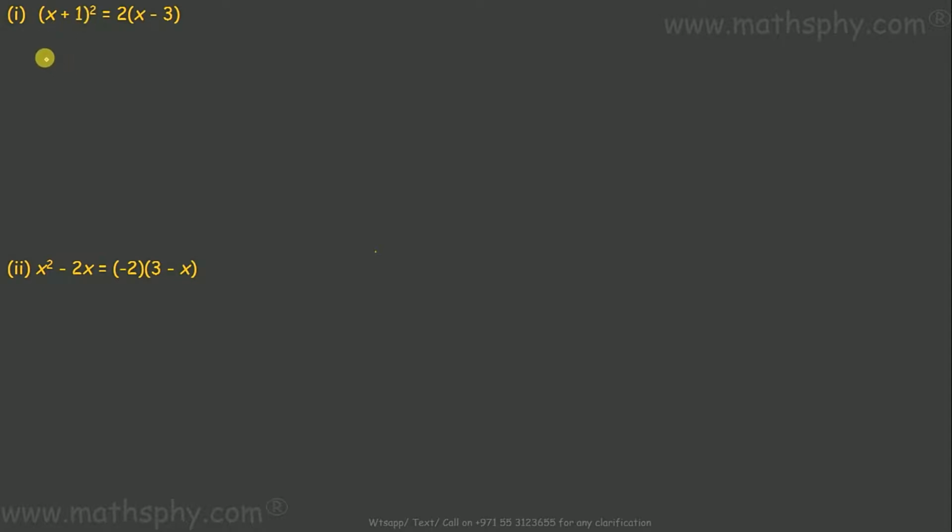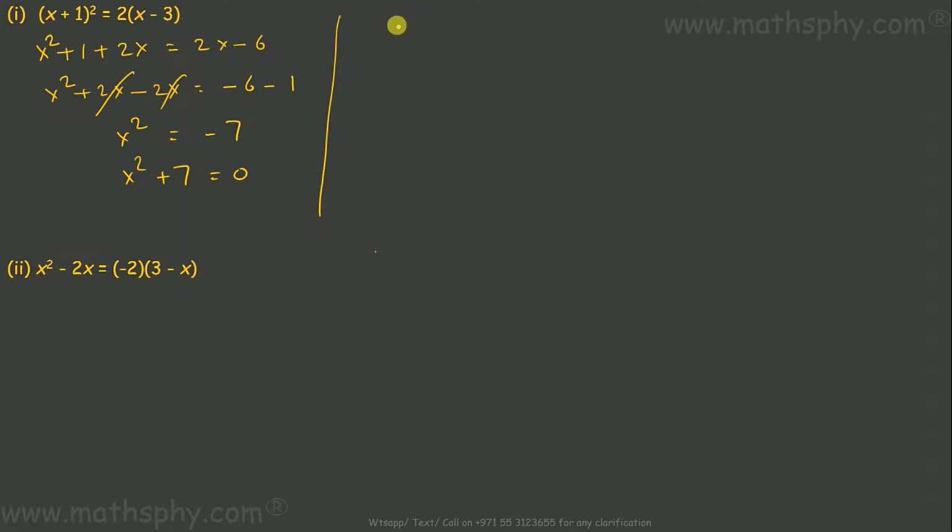So a square means x square, plus b square means 1 square, 1, plus 2ab means 2x equals to 2 into x minus 3, means 2 into x is 2x, 2 into negative 3 is negative 6. So this would be x square plus 2x. This 2x comes this side, minus 2x equals to minus 6. This 1 goes this side, minus 1. So this is cancelled. x squared equals to minus 7. x squared plus 7 equals to 0.